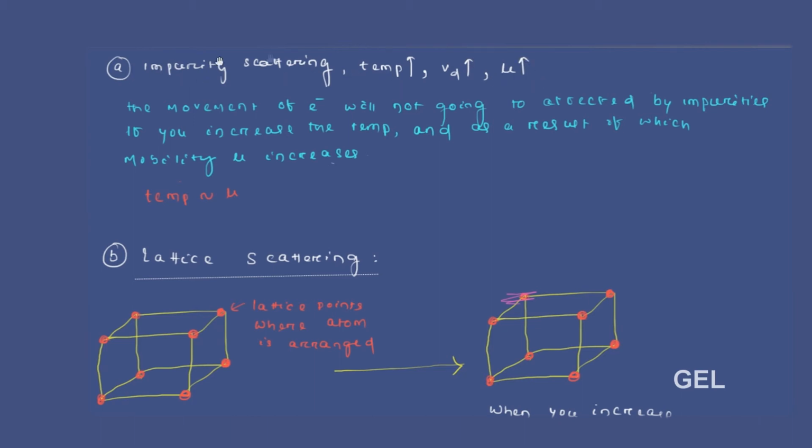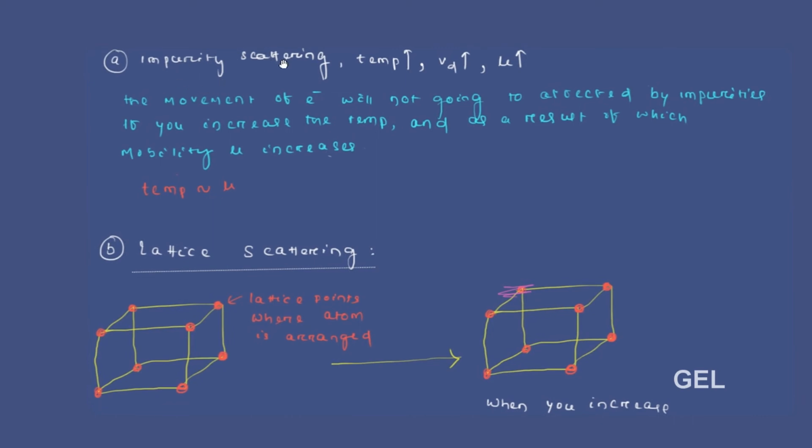So the scattering of impurity is not going to affect the movement of electron. The movement of electron will not be affected by the impurities if you increase the temperature, and as a result of which mobility mu increases. So टेम्परेचर इंक्रीज होने से मोबिलिटी इंक्रीज होता है.